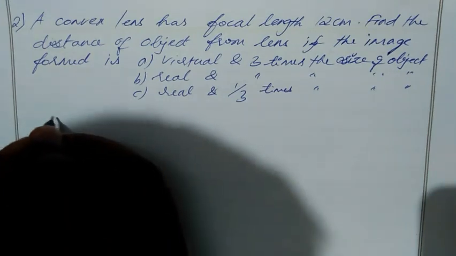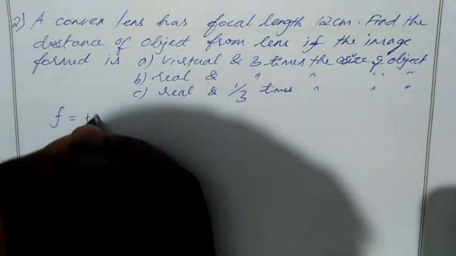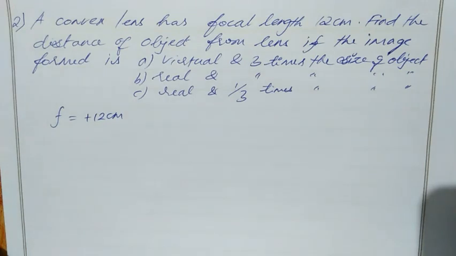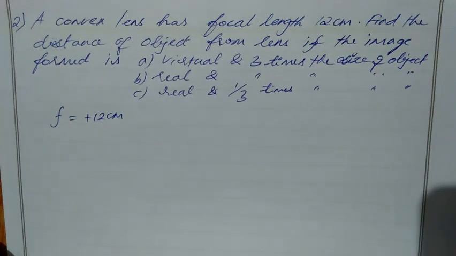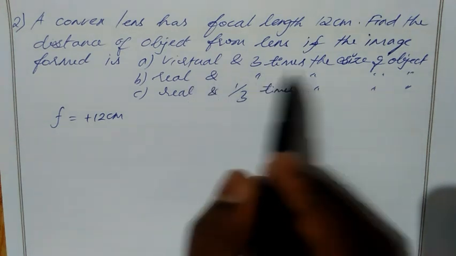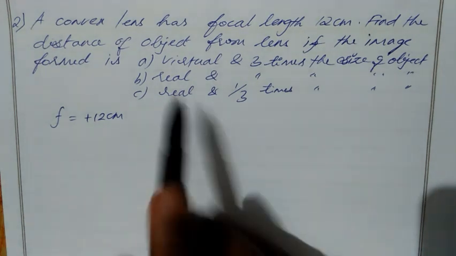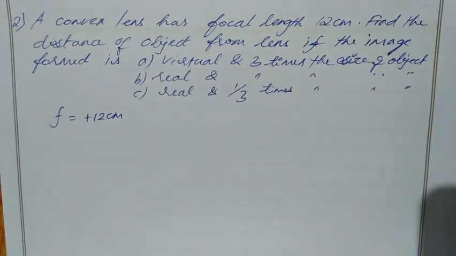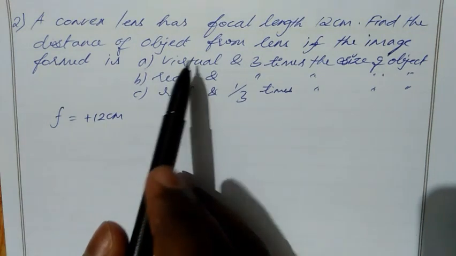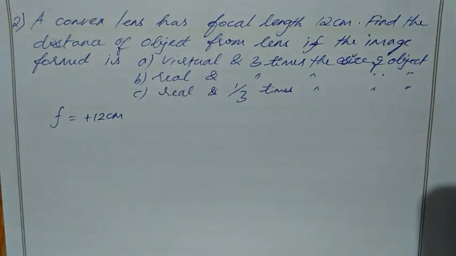Next question, convex lens has focal length 12 centimeter. So for convex lens focal length, we have plus 12 centimeter, correct? Find the distance of object from the lens. We have to find object distance from lens if the image formed is virtual and 3 times the size of object. Then real and 3 times the size of object. Then real and 1 by 3 times the size of object. So we have to find the object distance and we have to satisfy these 3 conditions also. For first condition, what is the object distance? Then for second and for third.